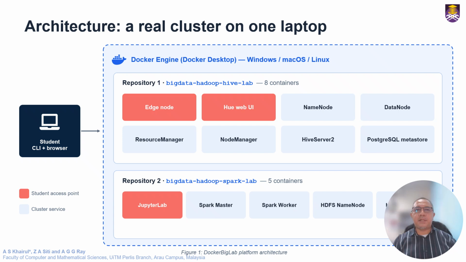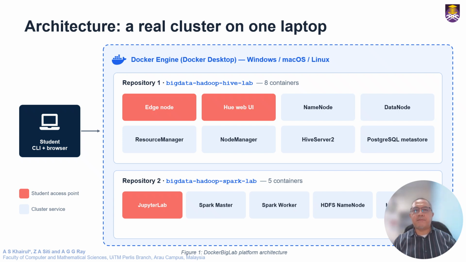Here is the architecture. Everything inside the dashed boundary is created by Docker on the student's own machine. Repository 1 is an 8-container Hadoop and Hive cluster. Notice the coral boxes. Students interact only through the Edge node and the Hue web interface, never directly with the name node or resource manager.